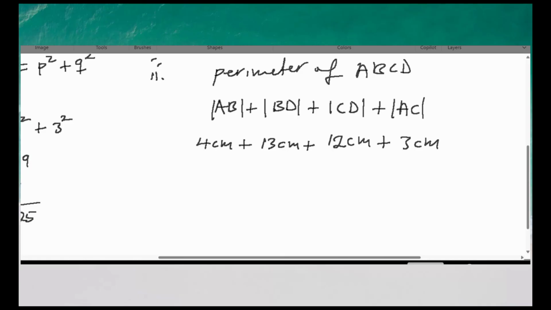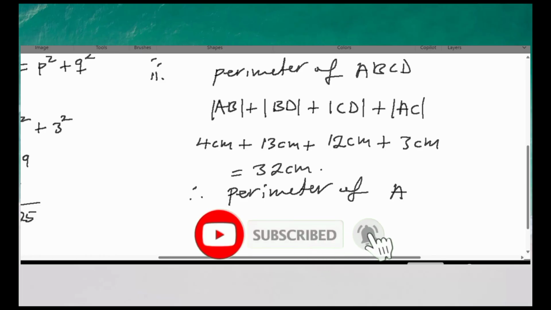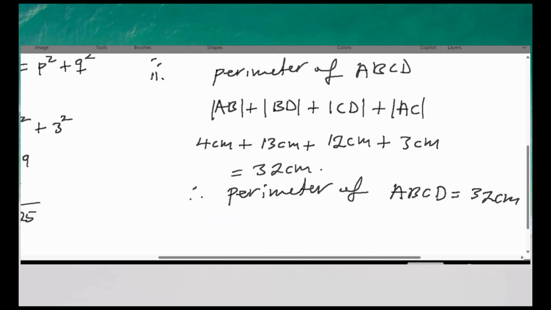If you add 12 and 13, what are you going to get? You're going to get 25, right? 25 plus 4, what do you have? You have 29. 29 plus 3, that is 32. So we're going to have 32 centimeters, right? And for perimeter, your answer is going to be labeled as centimeters because it is distance. So therefore, perimeter of ABCD is equal to 32 centimeters, right?